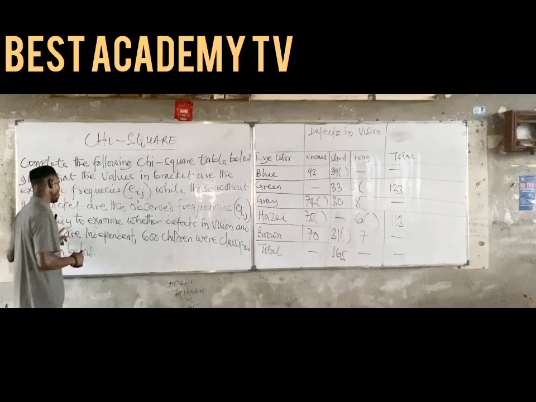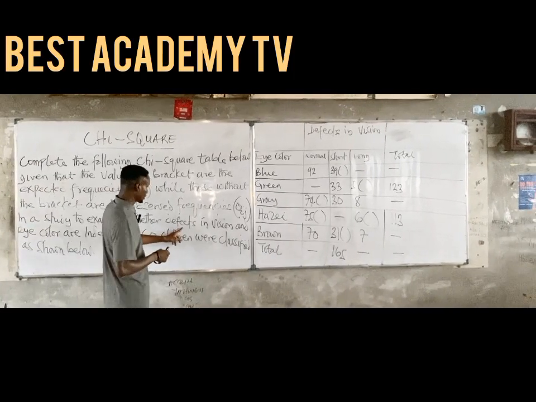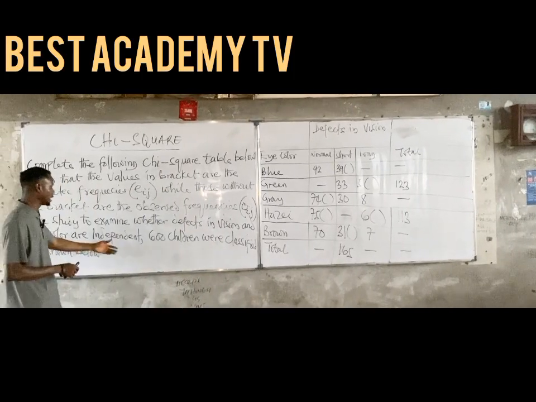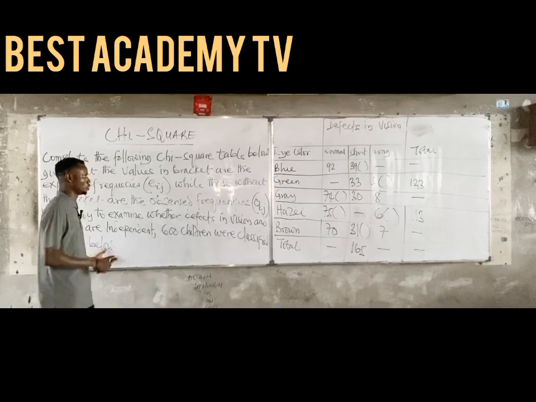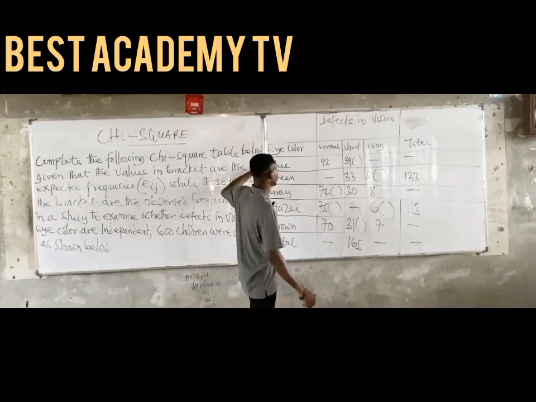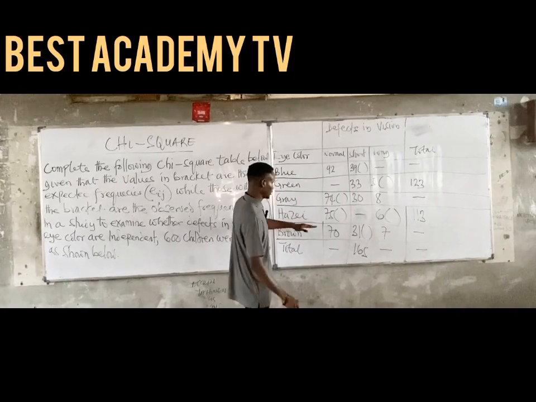In a study to examine whether defect in vision and eye color are independent, 600 children were classified as shown below. Okay, these are in here. The blue here is this. These are the values for blue. Okay, green, gray, hazel, brown. These are the values here.